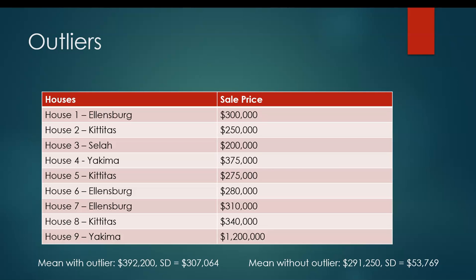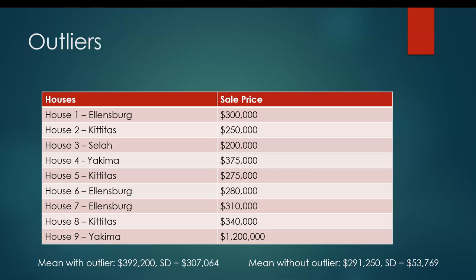It brings the price up to, I'm sorry, I've got them backwards. The mean with the outlier is $392,200, and the mean without the outlier is $291,250. And you see what your standard deviation is. Your standard deviation is huge when you include the outlier. Your standard deviation is only $53,769 when you don't include the outlier. So you see the impact that the outlier has.